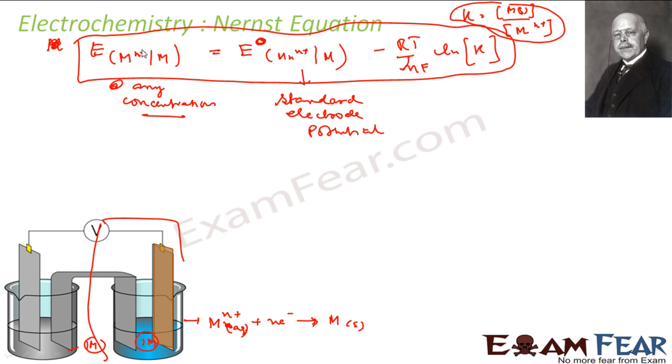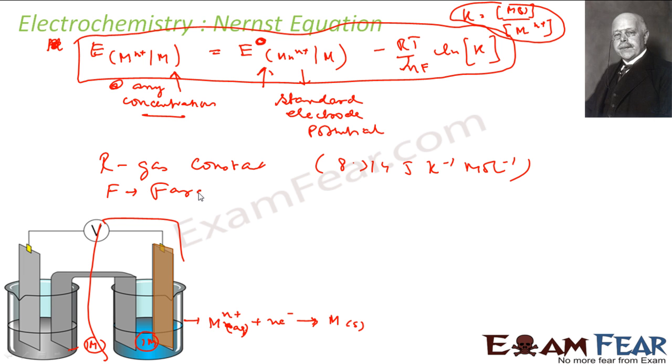The electrode potential at any concentration is nothing but the standard electrode potential minus RT by nF ln K, where R is the gas constant, 8.314 joule per Kelvin per mole. F is the Faraday constant, and I'll explain how it came. That is nothing but 96487 coulomb per mole.